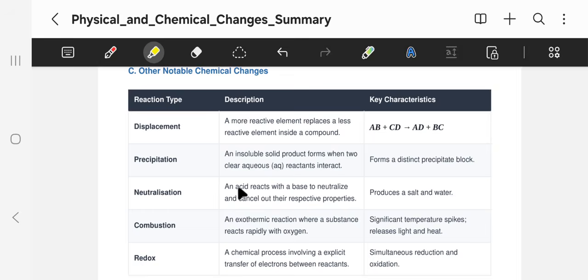We have a neutralization. An acid reacts with the base to neutralize and cancel out their respective properties. It produces a salt and water. I think you learned about this one in grade 9. You'll also learn about it in grade 11. We have a combustion reaction. This one is an exothermic reaction where a substance reacts rapidly with oxygen, and significant temperature spikes release light and heat. This one you'll also learn about in grade 12. And then we have redox reactions, a chemical process involving an explicit transfer of electrons between reactants, simultaneous reduction and oxidation. This one you will learn about in grade 11 and 12, but you don't have to stress about these ones much. The ones that you must know are your synthesis reaction and your decomposition reaction.